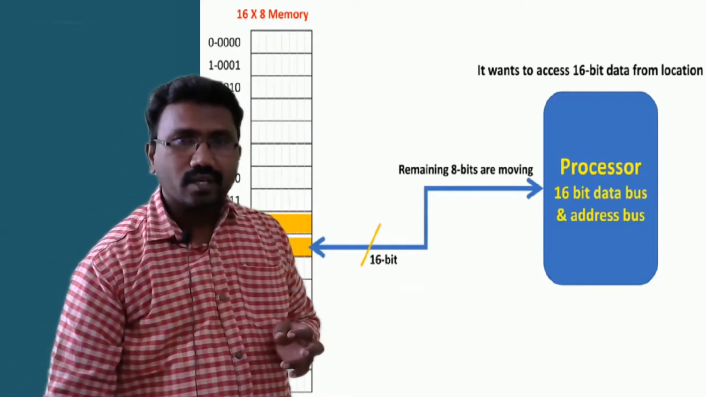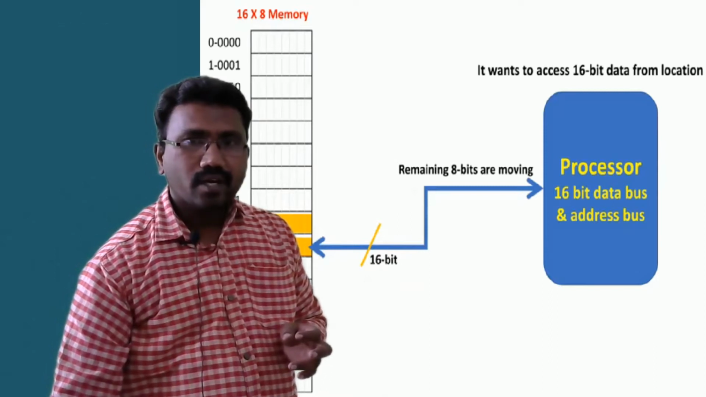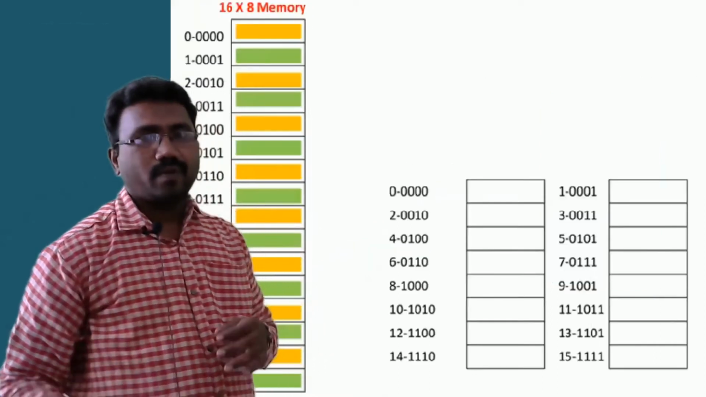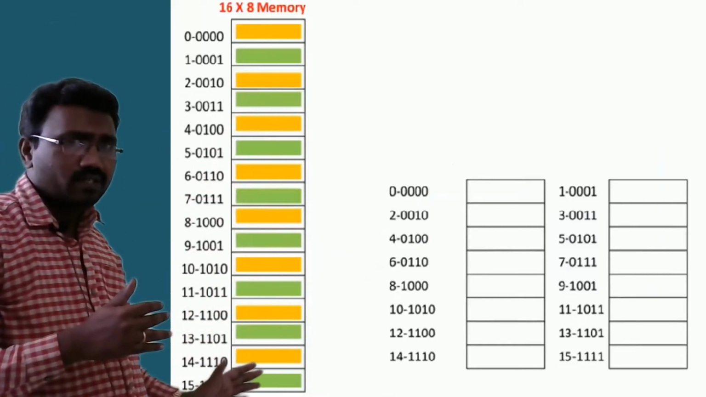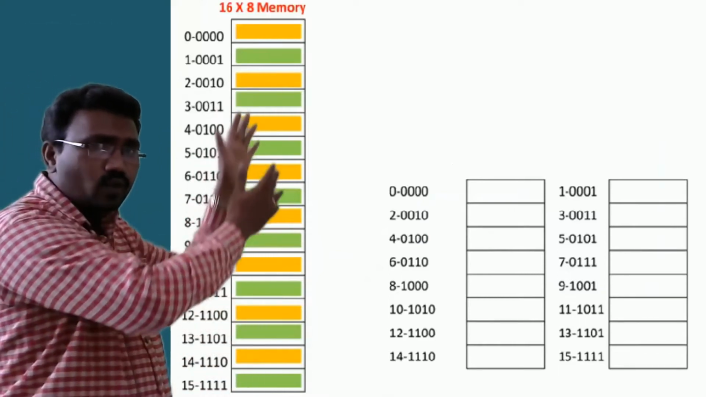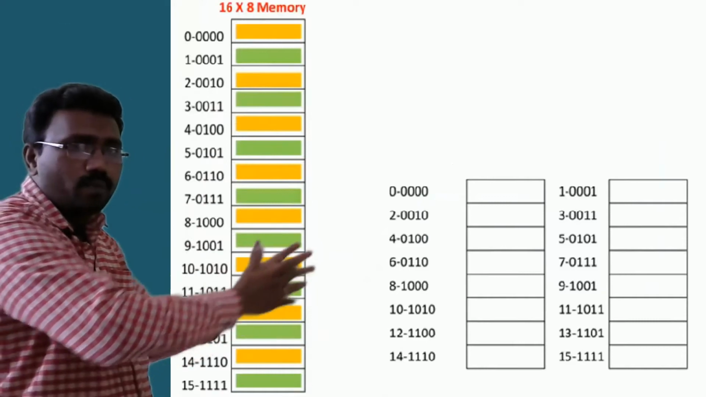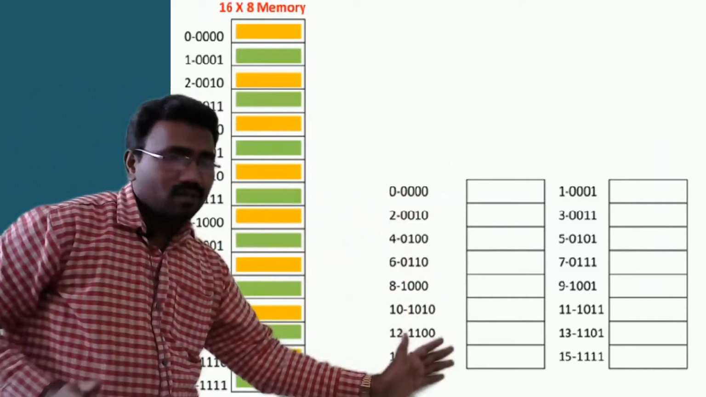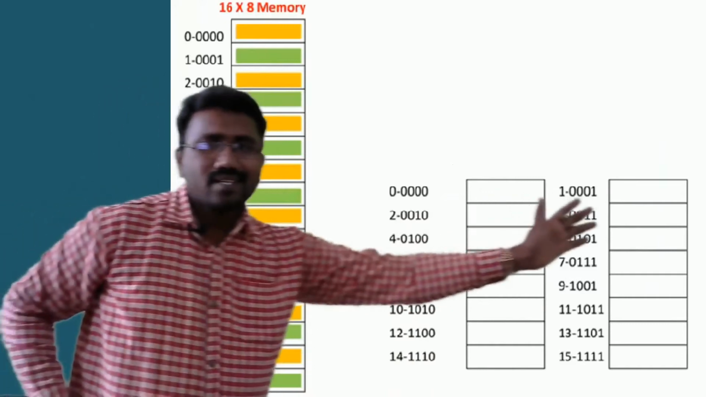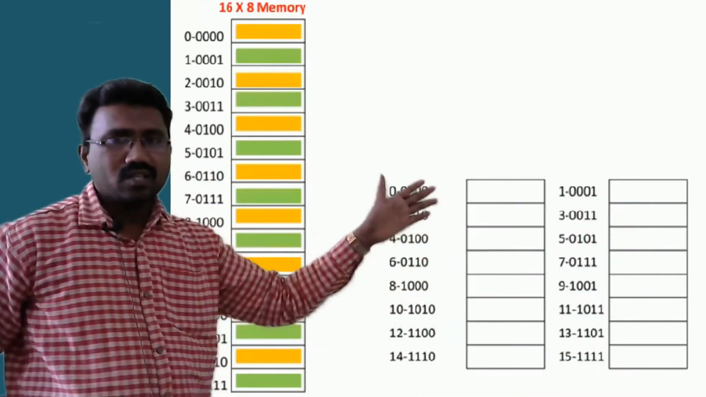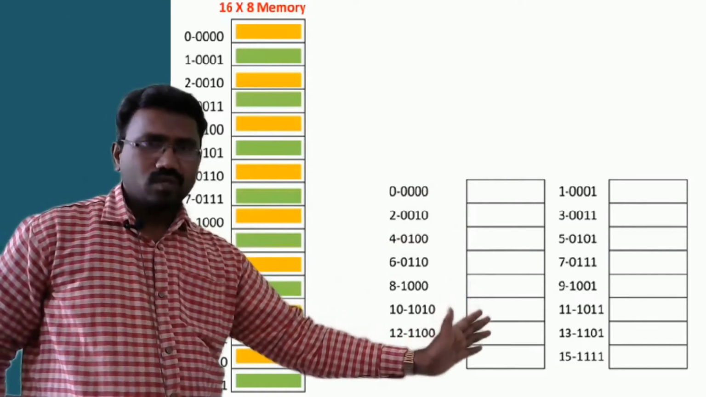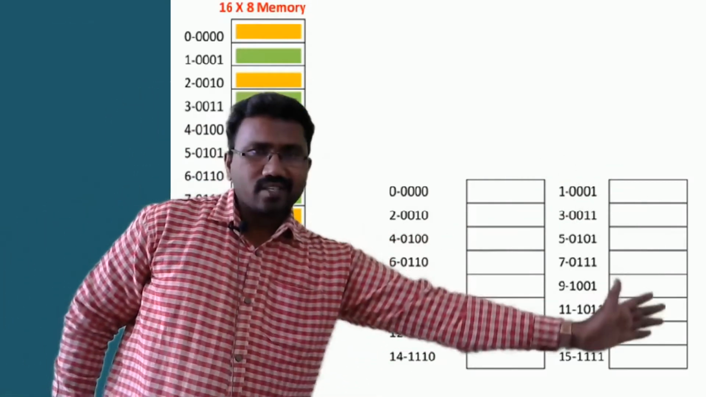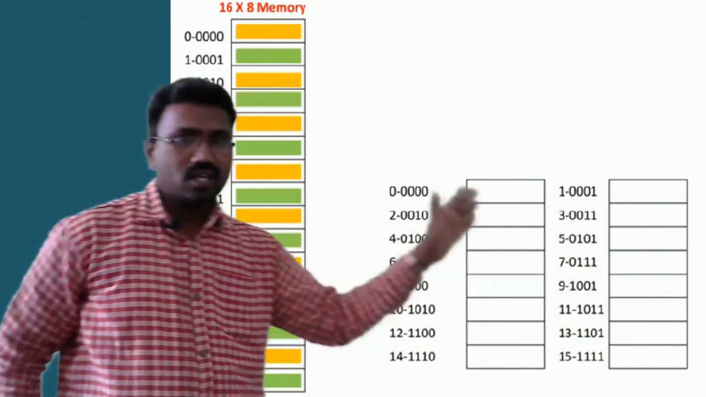in a single clock cycle, 16-bit data can be accessed from the memory. So we'll see the solution. There are 16 locations. If you divide the 16 locations into two memory banks, one bank contains even addresses, the second bank contains odd addresses. Observe, total 16 locations, 8 bytes are assigned to the even bank, and the remaining 8 bytes are assigned to the odd bank. What are the even addresses?